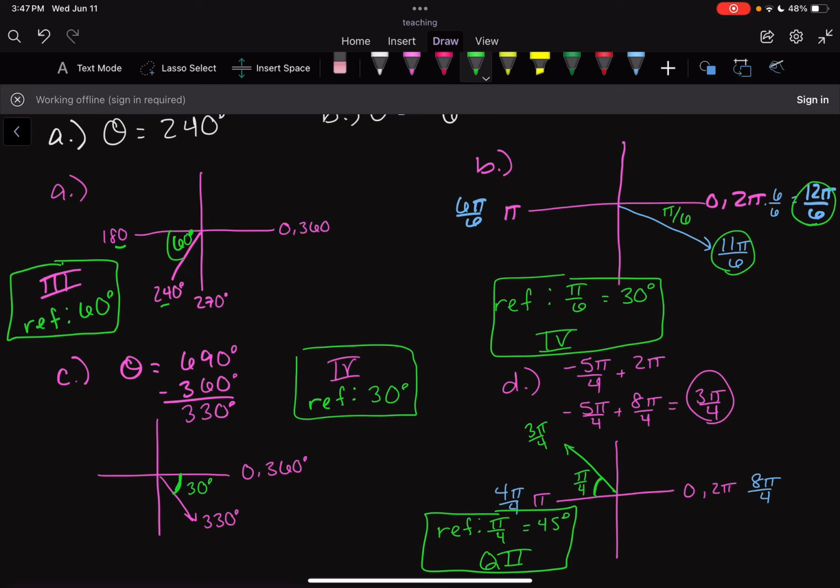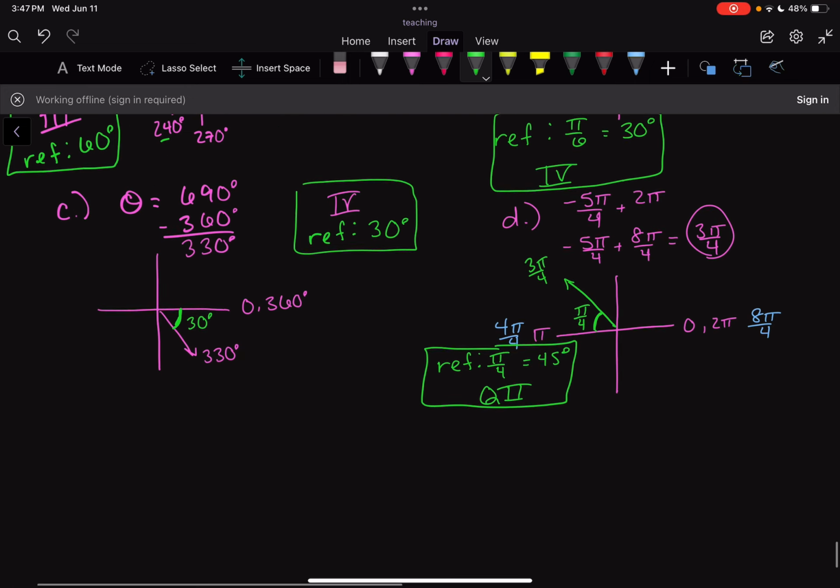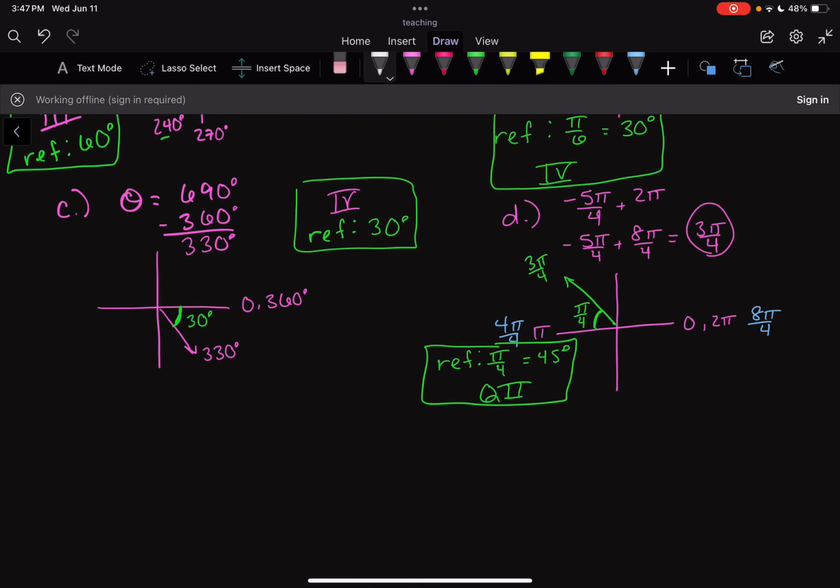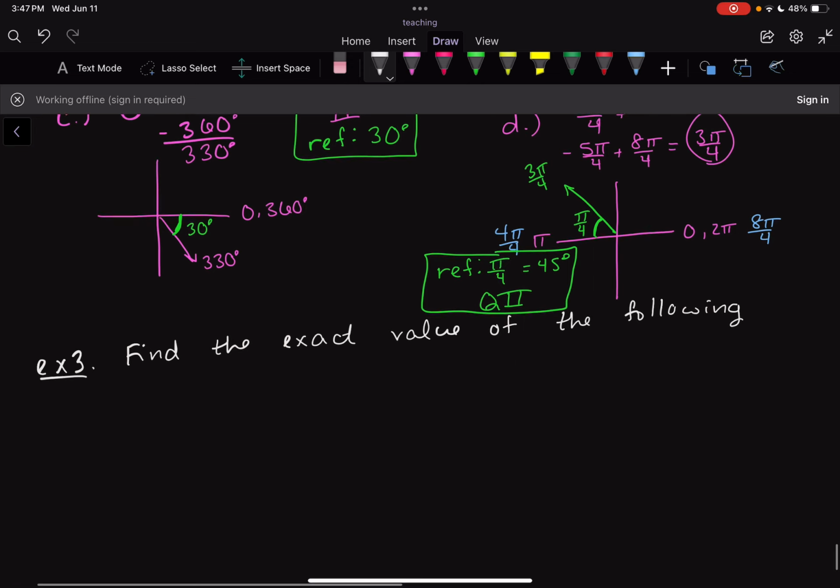So this is how you find reference angles. And now again, the whole point of using reference angles is that, let's look at another example. If I say, find the exact value of the following, and we'll do a few of these.